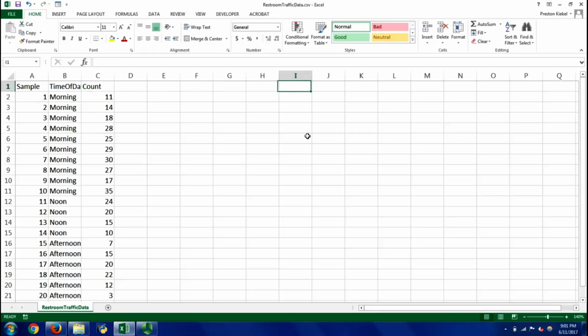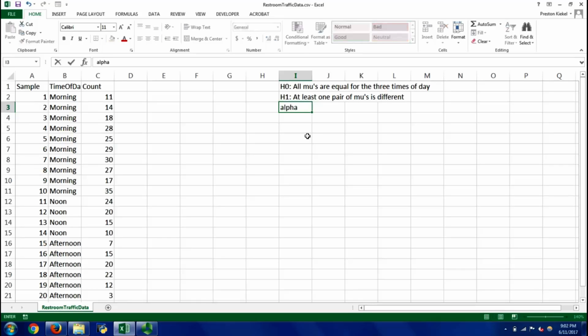We want to test H0: all mu's, that is population means, are equal for the 3 times of day, against H1: at least one pair of mu's is different from each other. That is, morning is different from noon, or morning is different from afternoon, or noon is different from afternoon in terms of the population mean. Then we have to pick an alpha, and that'll be, oh, I don't know, 0.05 will be all right.